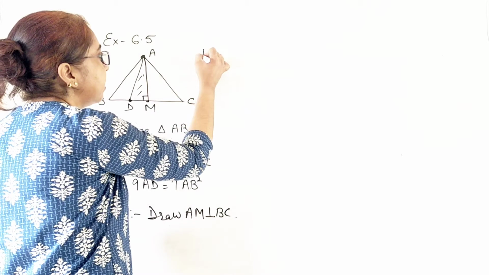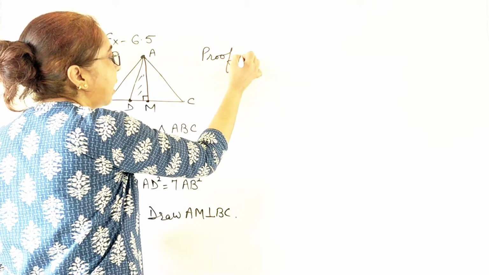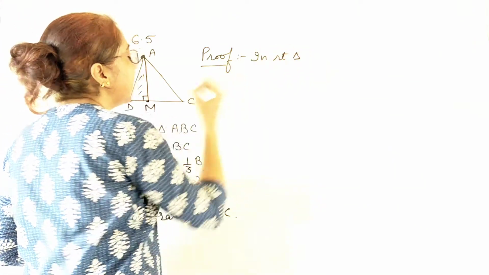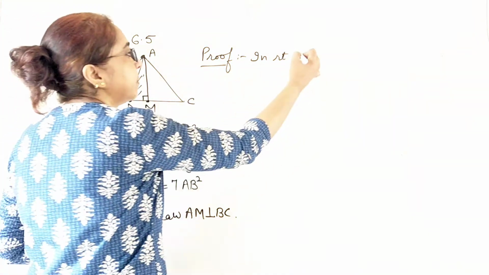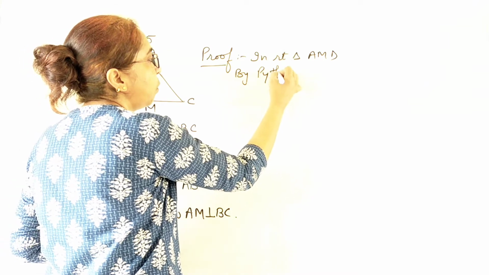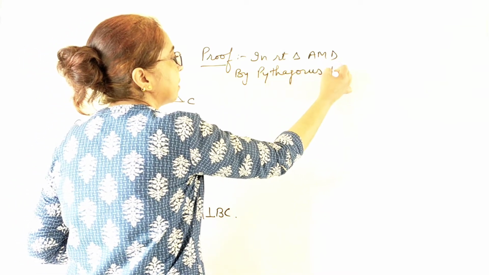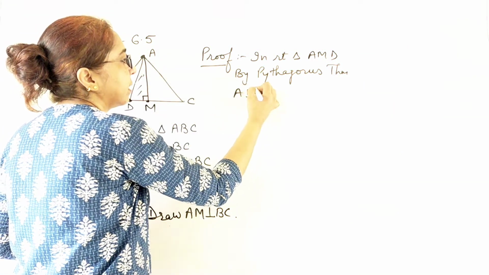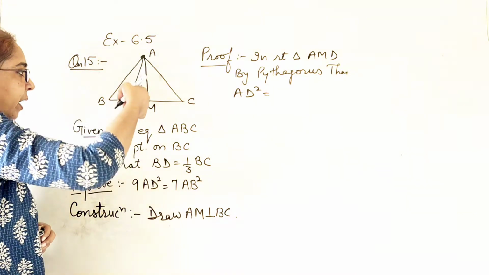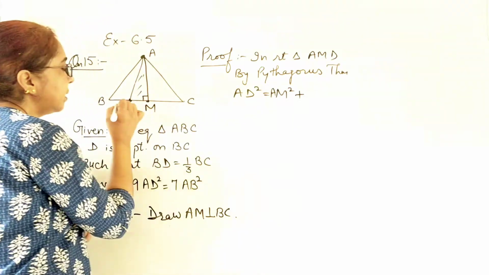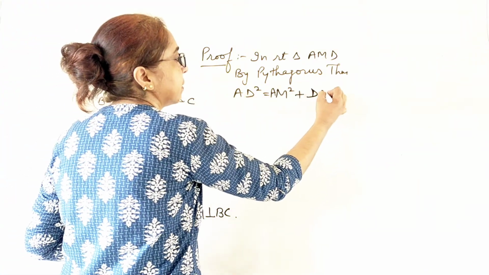So I'm starting the proof and I am taking right triangle AMD. By Pythagoras theorem, we have AD square is equal to AM square plus DM square, and let's say this is number 1.